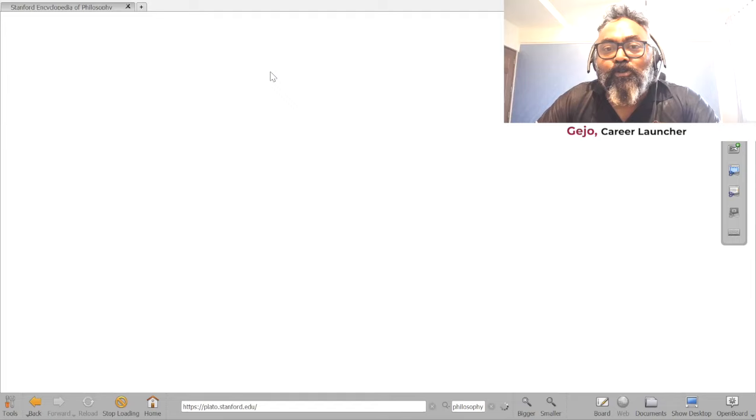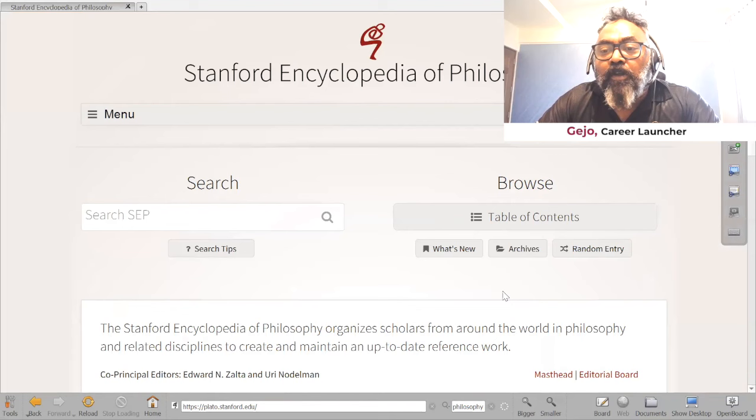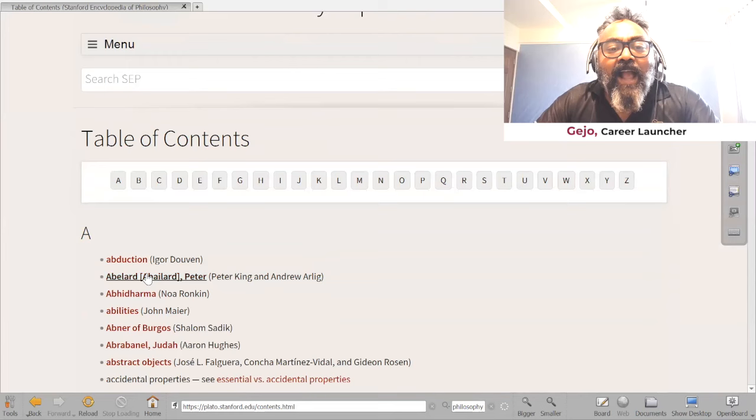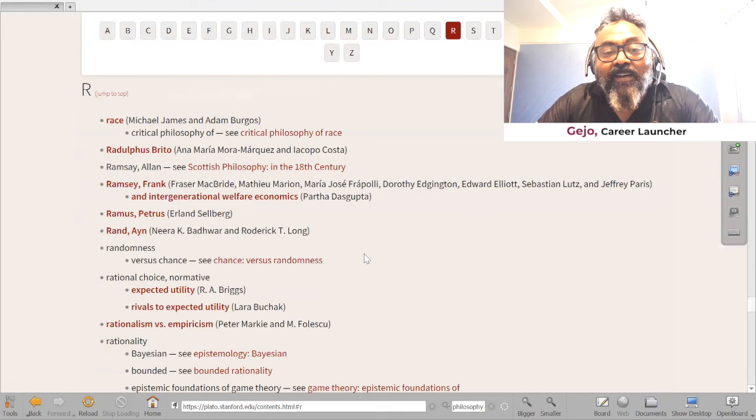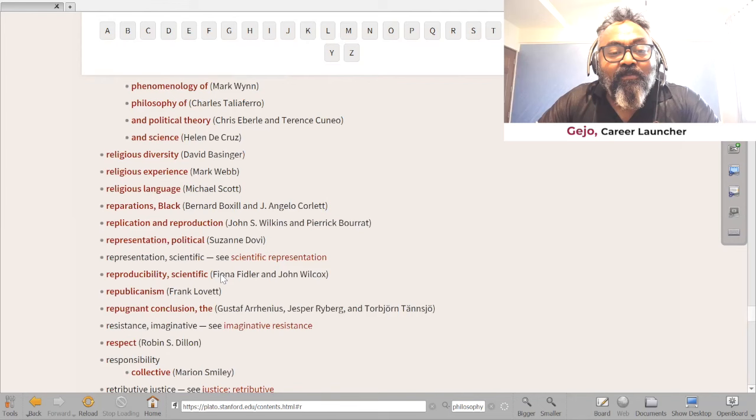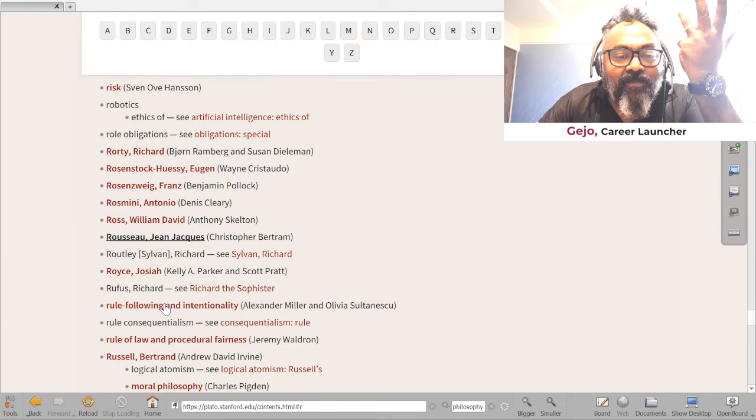So there are a lot of these topics, right? If you look at the table of contents: abduction, action, and with aesthetic, there you go. There is aesthetic experience. There is romantic aesthetic. I'm sure that will be there on our list. Romantic aestheticism, reason, relativism, redundant conclusion. Would you ever read all this? Romantic aestheticism is not even there; it would be somewhere else.